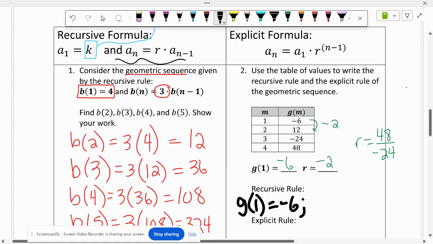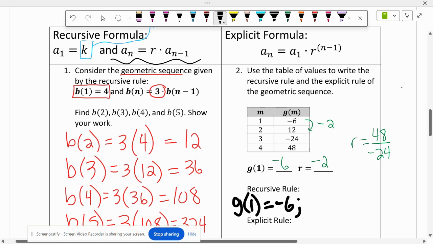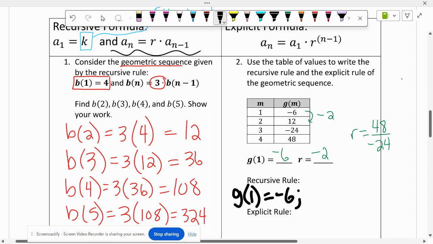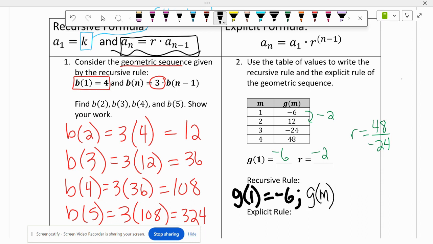Look right here. We have to fill this out. That's our recursive rule. So what am I going to write? I'm not going to use A. I'm using this rule right here, but instead of A, I'm going to use G. Do you see that? I'm wanting the recursive, not the explicit. So G of M, because that's what's written in our table, equals my common ratio. What are we multiplying by each time?